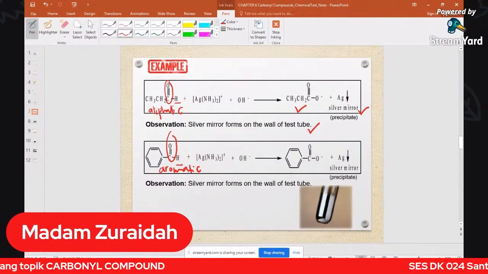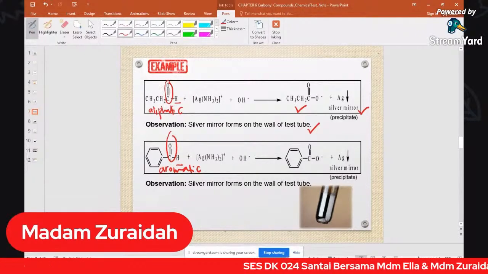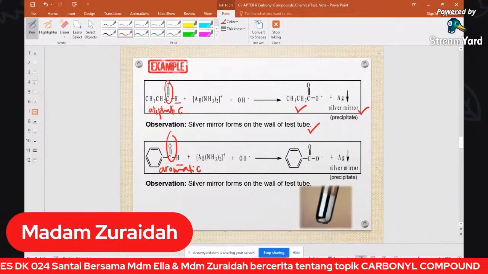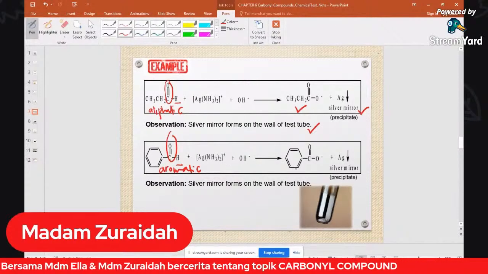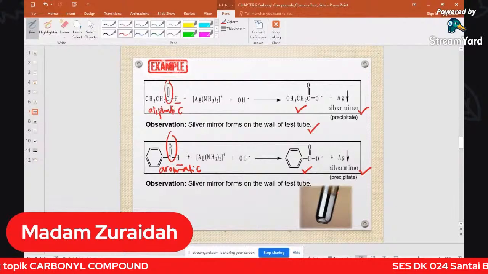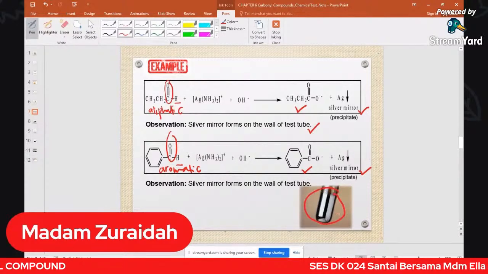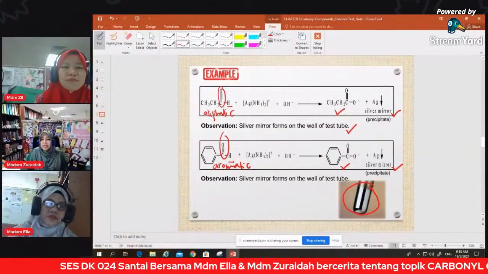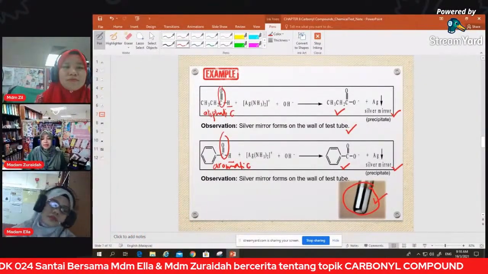So ini pun sama kelas. Ini adalah propanal ya, aliphatic aldehyde. Ini aromatic aldehyde, benzaldehyde. React with Tollens reagent, we produce carboxylic ion and silver mirror. Observation sama kelas, silver mirror form on the wall of test tube. Ini silver mirror kita. Kalau kita dapat silver grey metallic precipitate form dekat wall, dia berkilat lah, macam cermin perak.